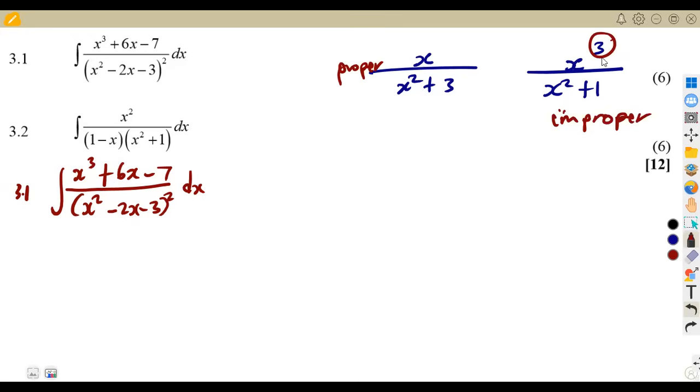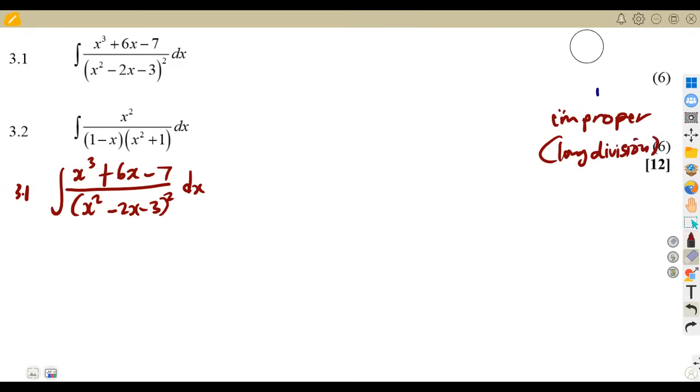So if we have a higher exponent in the numerator, we perform long division, the long division that we had in our N5. So we have to check for this first. Do we have a proper or an improper fraction? So if we check here, this is a proper fraction.